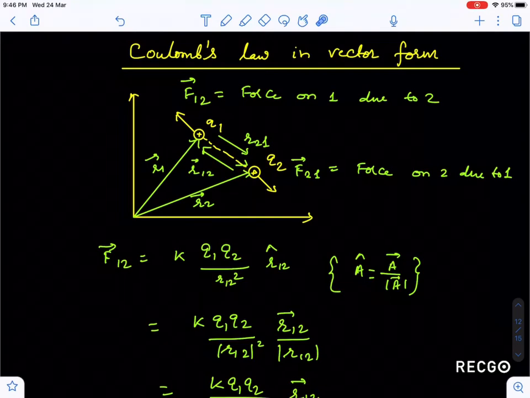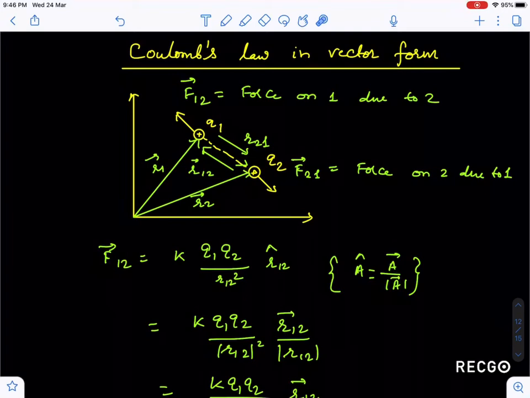In the last class we have seen the scalar form of Coulomb's law, that is F is equal to k q1 q2 divided by r square. There is no sign included here, but actually force is a vector quantity, so we must represent force in vector form. So in this class we will basically focus on the vector form of Coulomb's law.